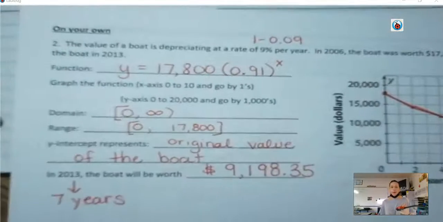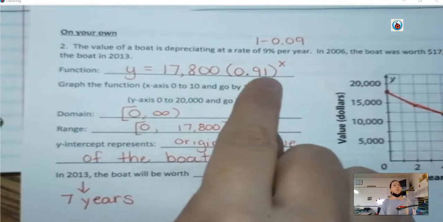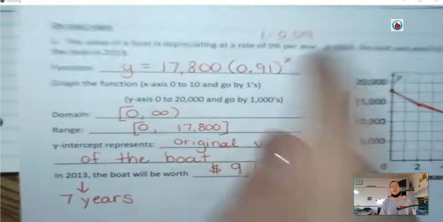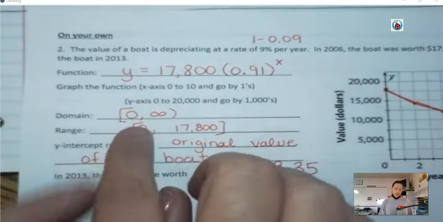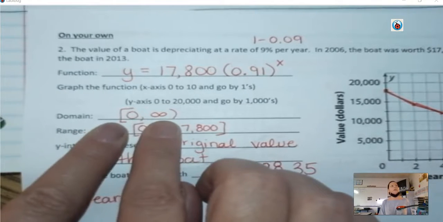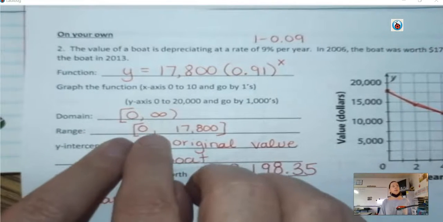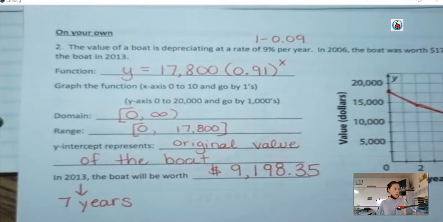Okay, the equation you should have come up with is 17,800 times 0.91 to the x power, or the t power. The domain, the smallest x you used is 0, and then it goes on for infinity. The smallest price of the boat is going to get close to 0. Oh wait, it is not a bracket, it is a parenthesis.